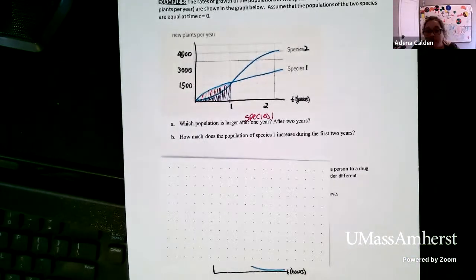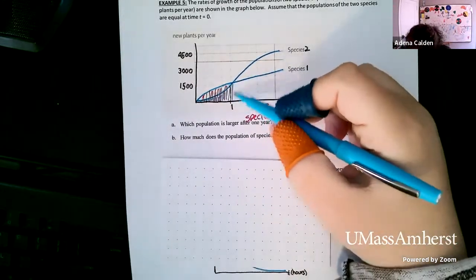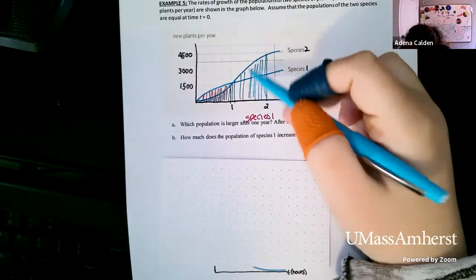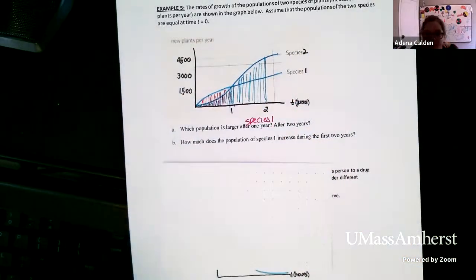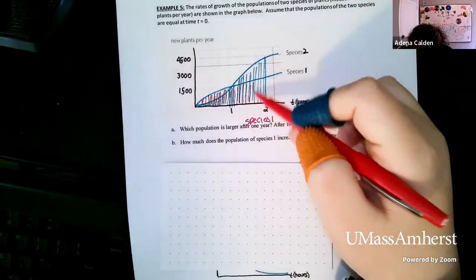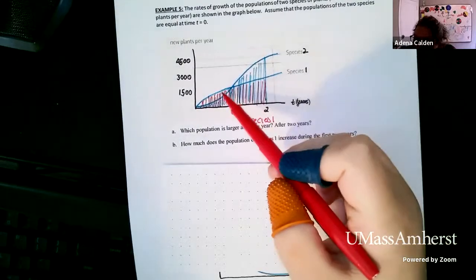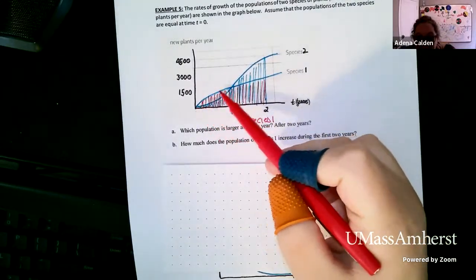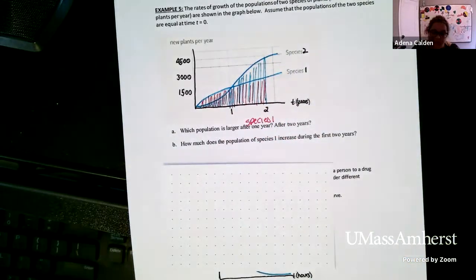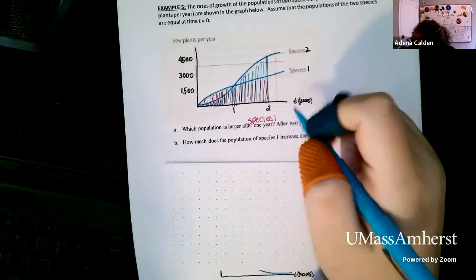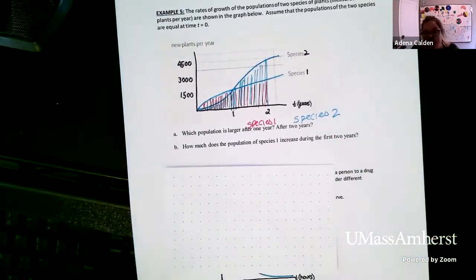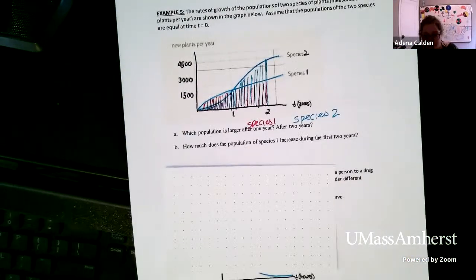Okay, but when we look out to 2 years, right? So 2 is just about here. We're comparing this area, which got much, much bigger between years 1 and 2, to species 1, which is this area here. And you can see that the extra area from year 0 to 1 for species 1 is not as big as the extra area for species 2. So over the 2-year span, species 2 ends up increasing more, right? Because of that huge growth between 1 and 2.